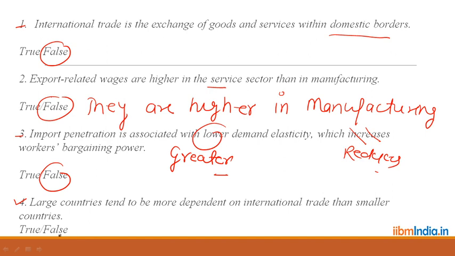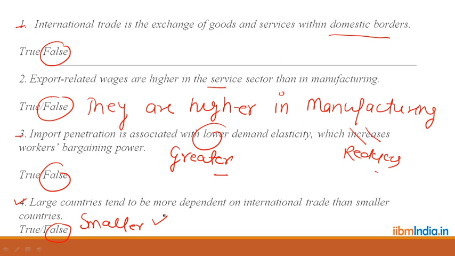It's again false. Smaller countries are more dependent, since they don't have a diversified economy. In a smaller country, they have expertise in some products and they deal with only those products.